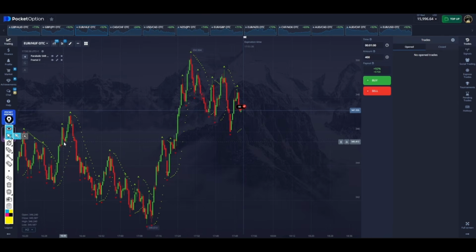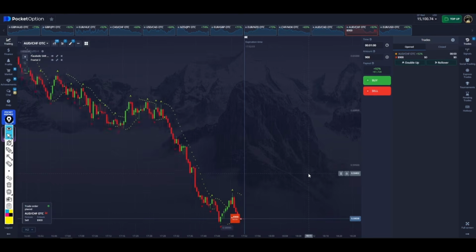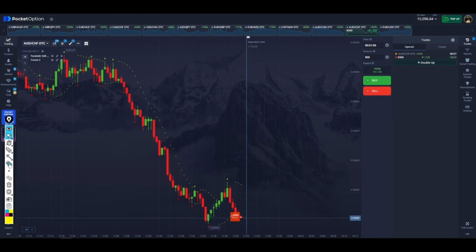Unfortunately, the trade closed in loss. Looks like the market had its own idea this time. No worries. I'll use a recovery trade to cover the loss and keep searching for the next solid setup. I'm going in with a $900 recovery trade, and this setup looks perfect.